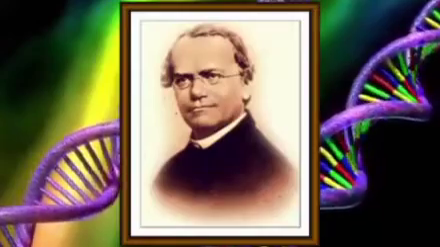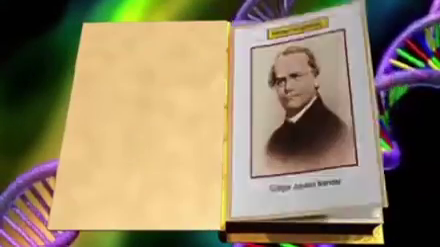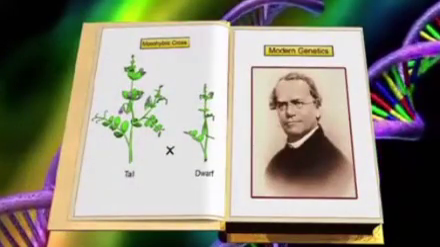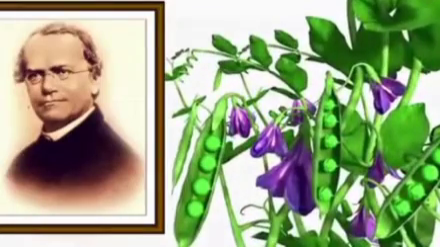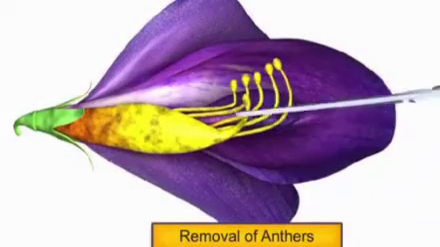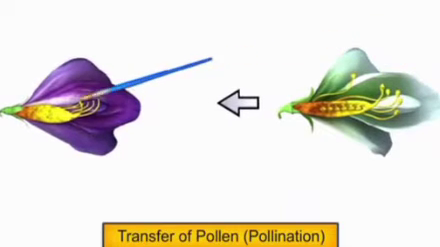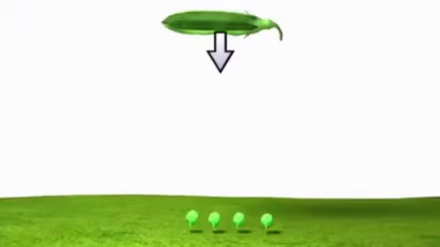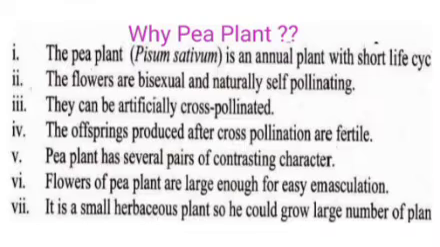He proposed several laws of inheritance by conducting extensive research and hybridization experiments on garden peas or Pisum sativum for about 7 years. Hybridization is the process of crossing two individuals differing in at least one character, resulting in a hybrid individual. Now let us learn why Mendel selected the pea plant.